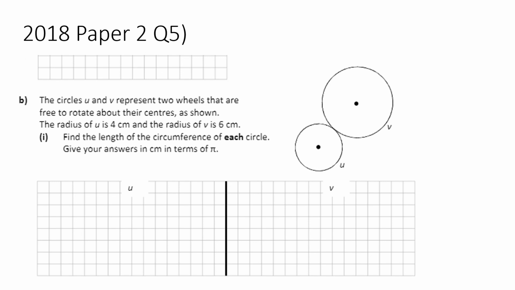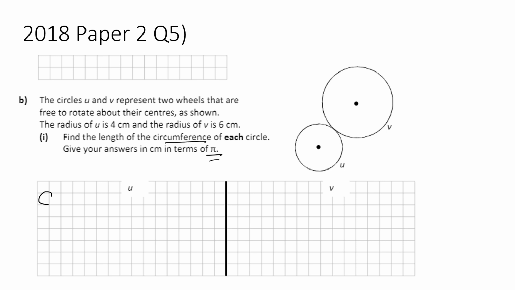For part B then, you've got the circles U and V, which represent 2 wheels that are free to rotate about their centers as shown. The radius of U is 4 centimeters and the radius of V is 6 centimeters. Find the length of the circumference of each circle. Give your answer in centimeters in terms of pi. So you're looking at the circumference.